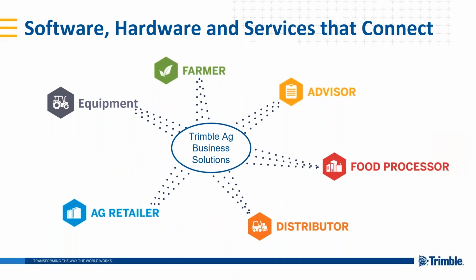Trimble Ag Business Solutions, which is the group I work with, is at the center of providing all this data for you, the grower, who is at the top of the screen. So you have one place to go for your equipment data. You have one place to go to share data with your advisor. If you do work with a food processor, that data can be shared with them, or your distributor or your ag retailer. You decide who sees the data, you decide which data comes in, but Trimble Ag Business Solutions created the architecture so the software does the work for you and you can focus on your operations.